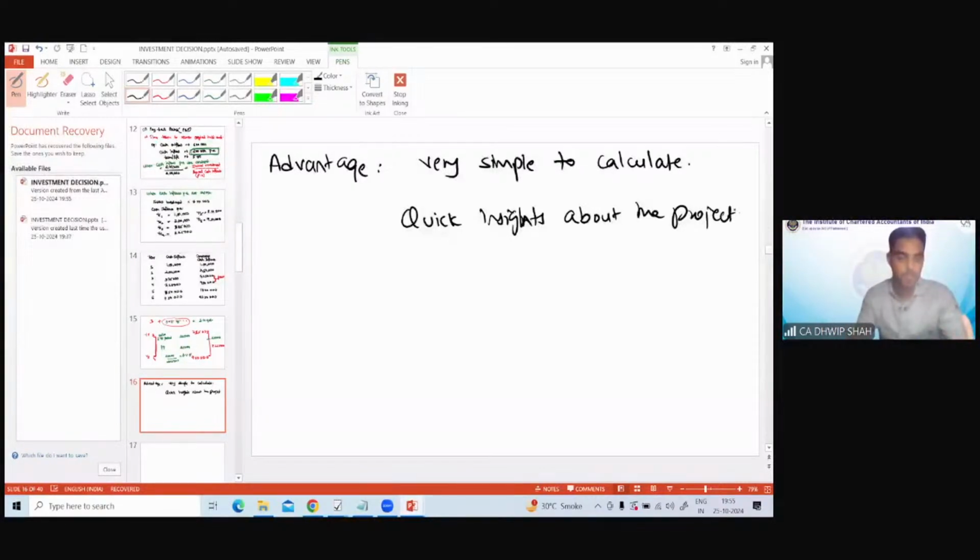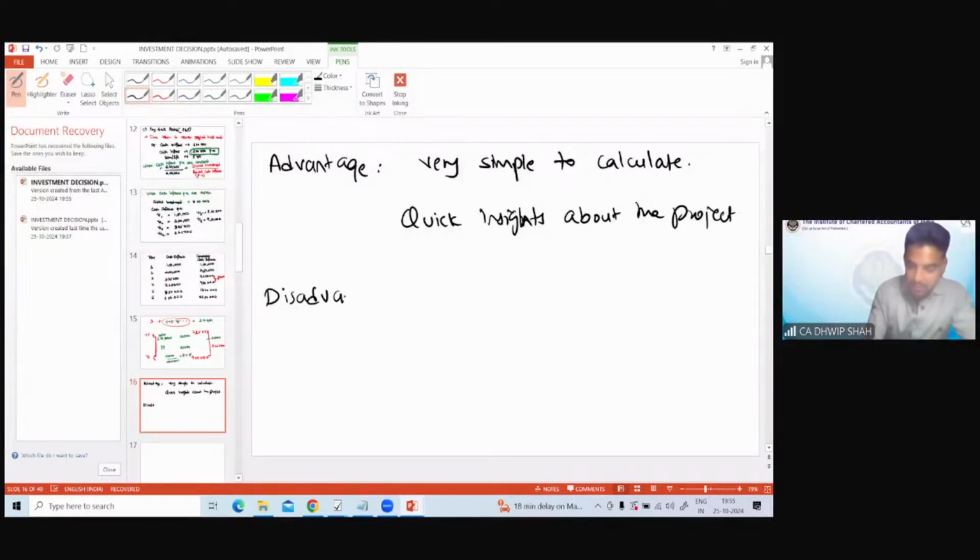Let's say my standard requirement is 3 years and the project that I'm calculating gives a payback period of 7 years. Very quickly I can decide that I cannot invest in this project because it is not fulfilling my requirement of a 3 year payback period. So it helps in very quick decision making. Okay?